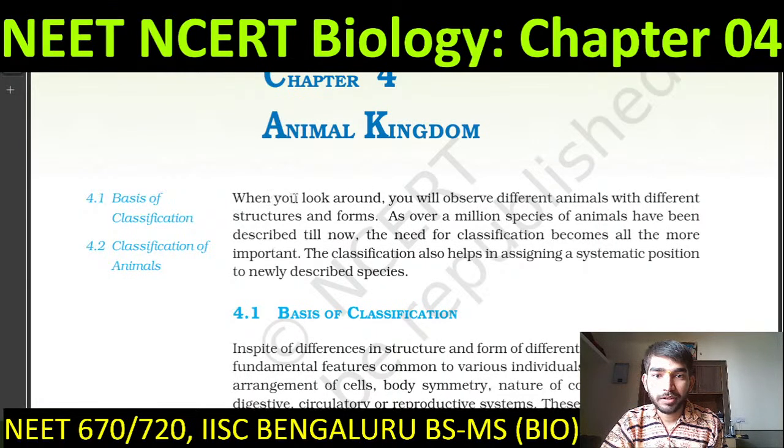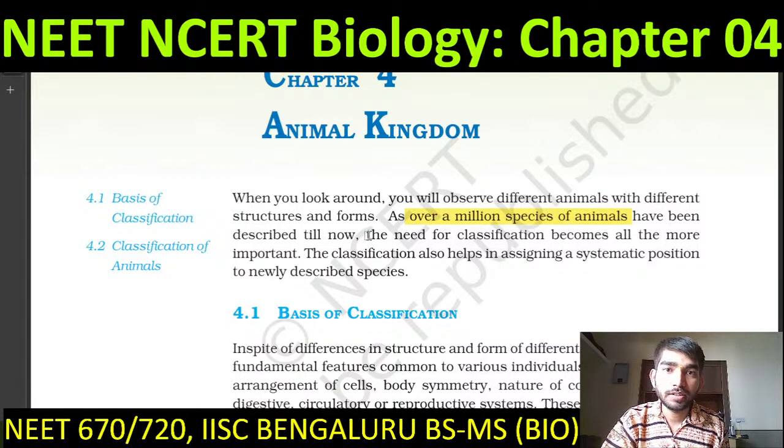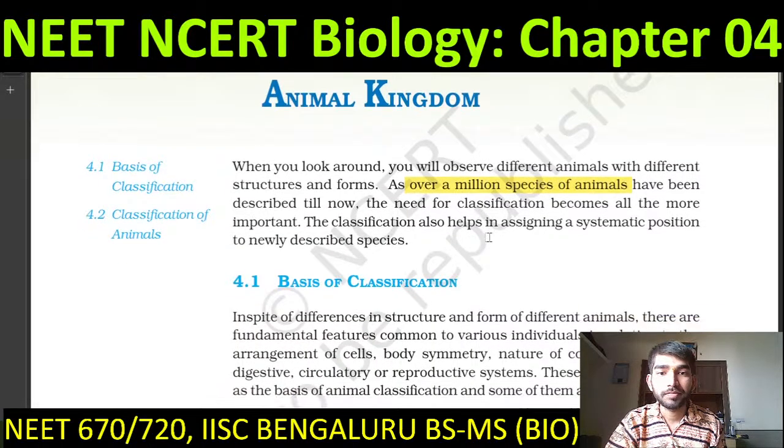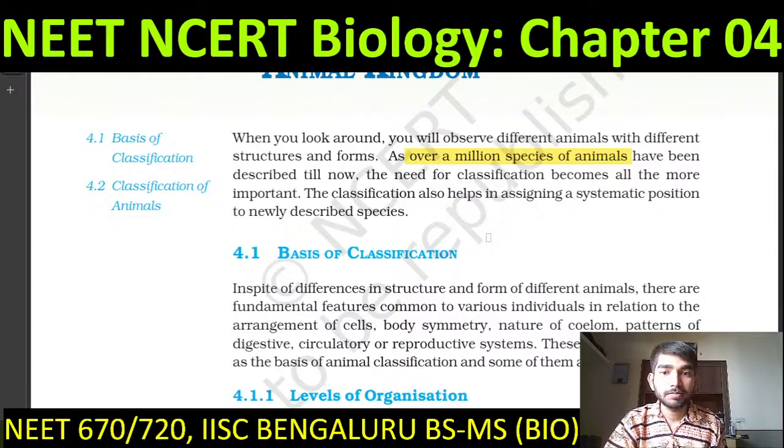So here, when you look around, you will observe different animals with different structures and forms, as over a million species of animals have been described till now. Similar to what we studied in the first chapter, where it was mentioned that some millions of living organisms are present, here they have given a number or a range for the animals. The need for classification becomes all the more important. The classification also helps in assigning a systematic position to the newly described species.